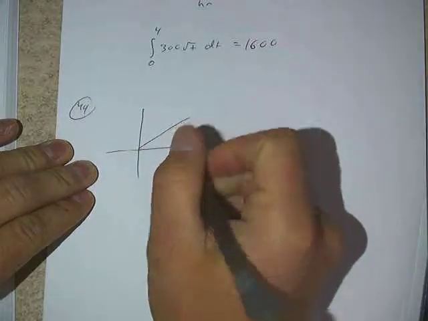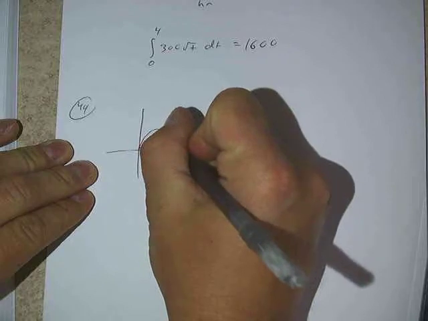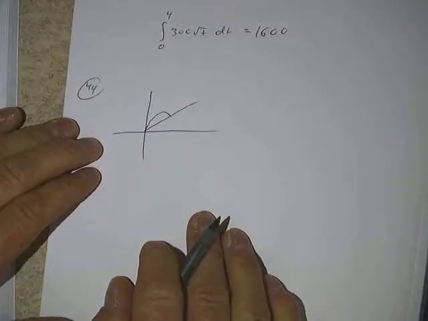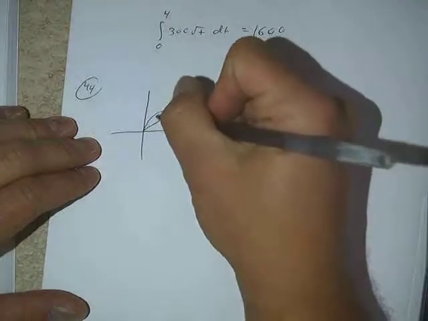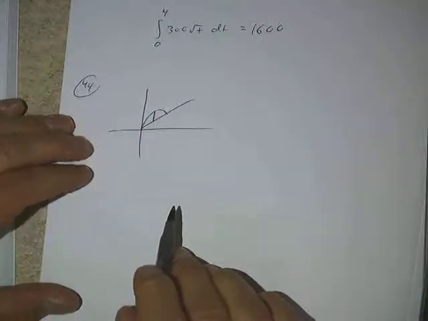And keep in mind that also relied on the fact that there was no water in the tank at the beginning. Remember, had they given us some water in the tank at the beginning, we would have taken our 1600, which is the accumulation, and added it to something. In this case, the something was 0, so straight up 1600.